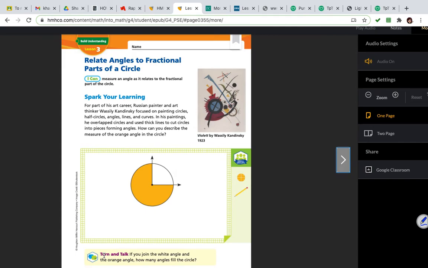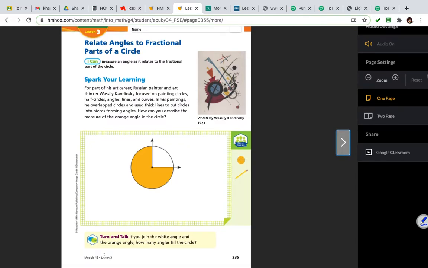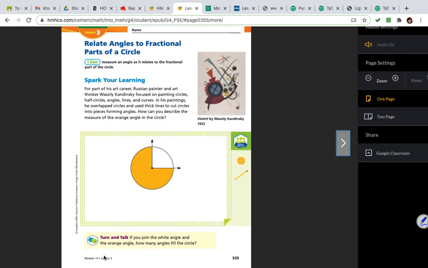Hey guys, today we're on Module 13, Lesson 3. You should be on page 335 in your workbook. Today we're going to measure an angle as it relates to the fractional part of the circle. So we're going to look at the circle and break it up in fraction pieces.